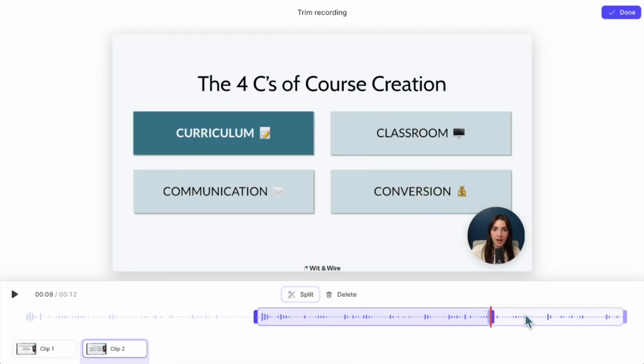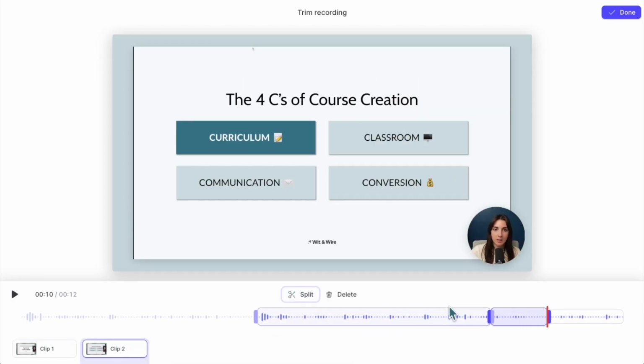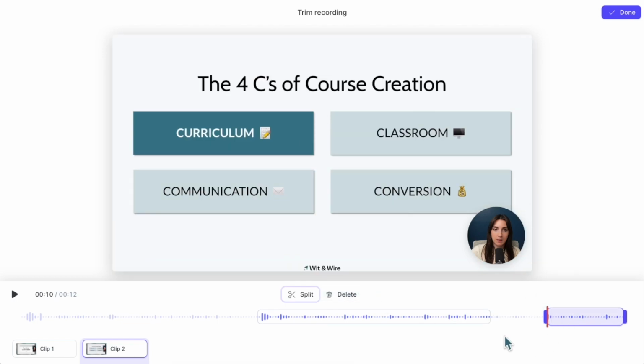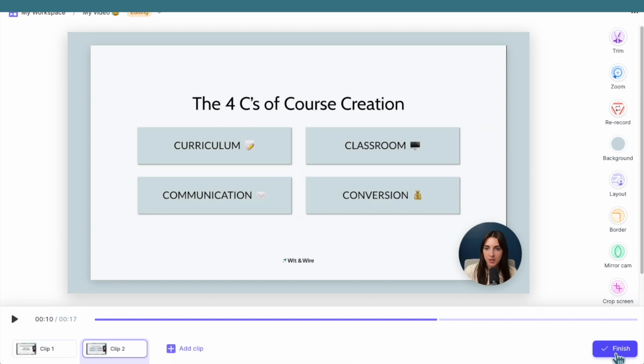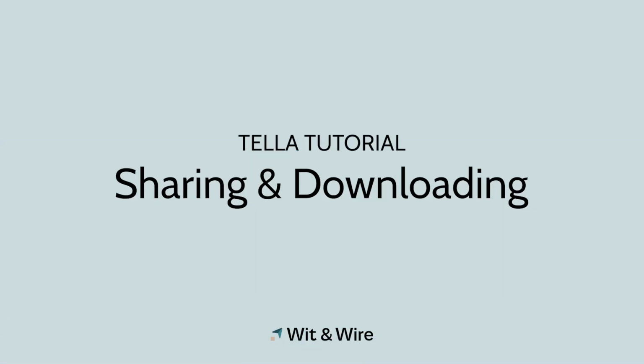You would split any pieces where you wanted to add a cut to the video, and then use the backspace or the delete button to remove them from your video. Once you're done, you'll click the done button, which brings you back into the full editing area, and then you can click finish. Next, let's share your Tella video.